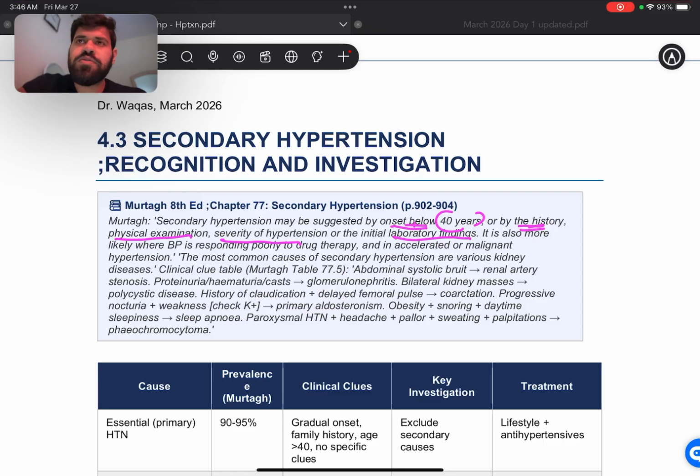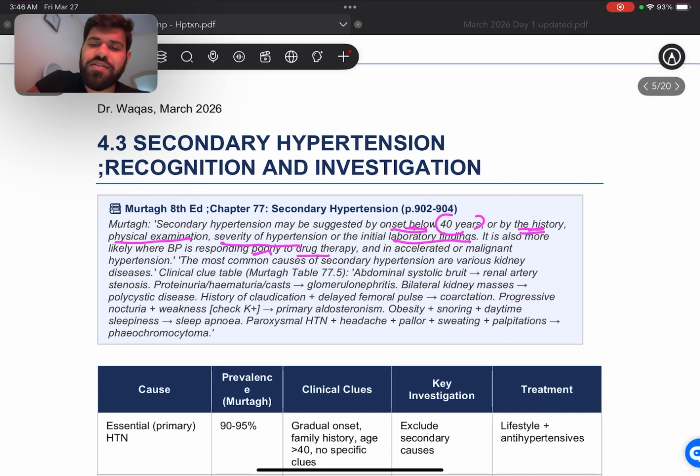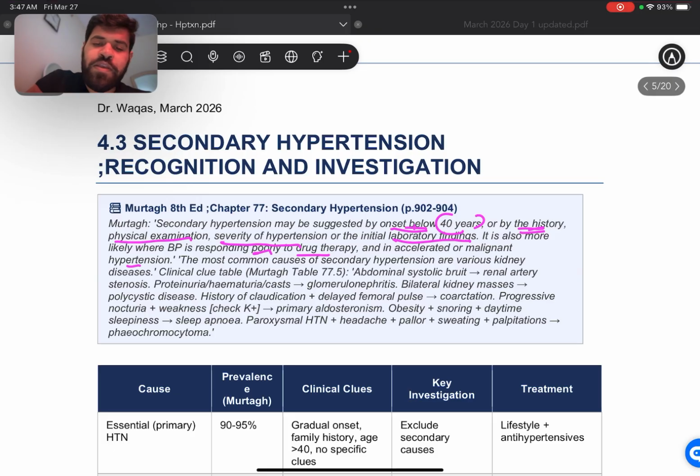So if you have a patient who is really young, then you have to think that maybe it's a secondary hypertension, all right? And it is also more likely where BP is responding poorly to drug therapy and in accelerated or malignant hypertension. The most common cause of secondary hypertension is various kidney diseases, all right? Proteinuria, hematuria, casts mean glomerulonephritis. Bilateral kidney masses could mean polycystic disease. History of claudication plus delayed femoral pulse could mean coarctation.